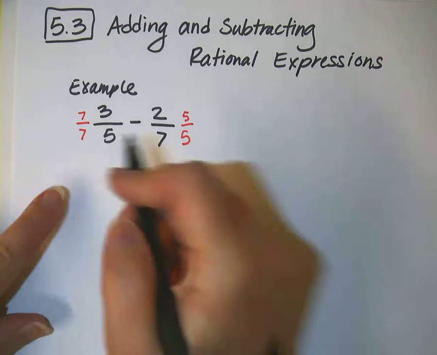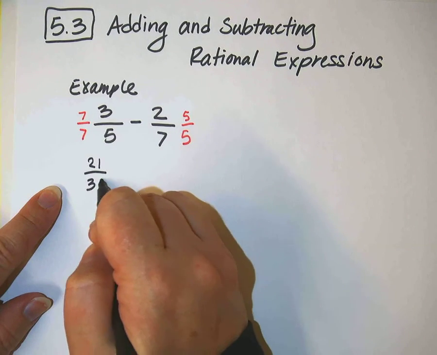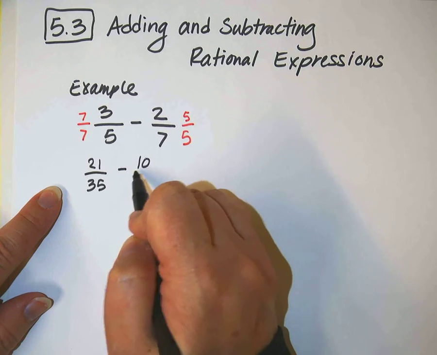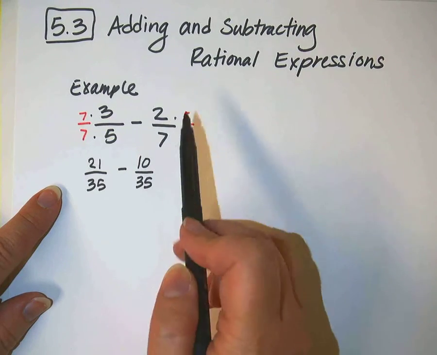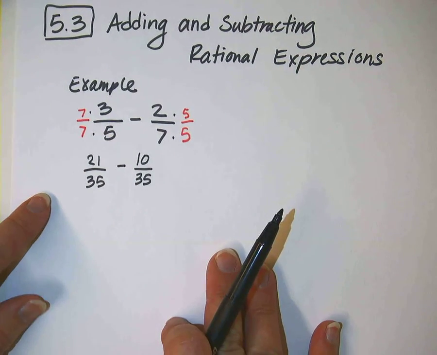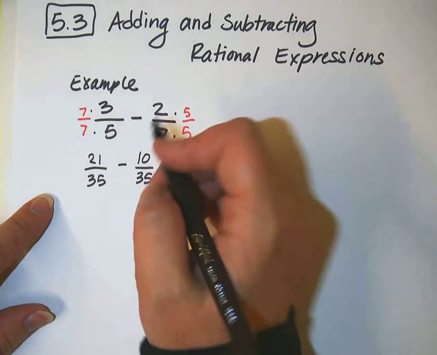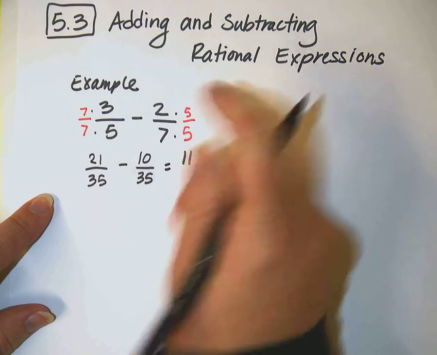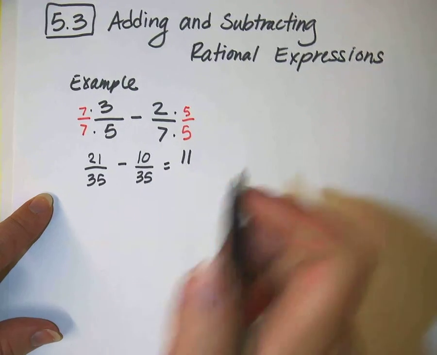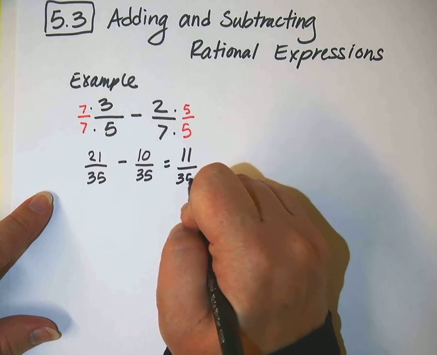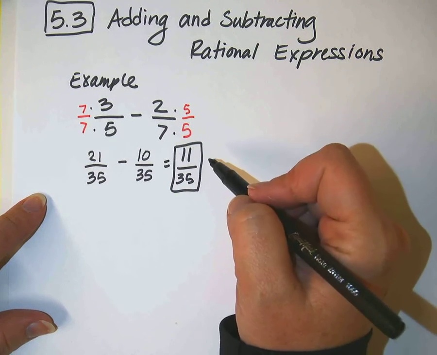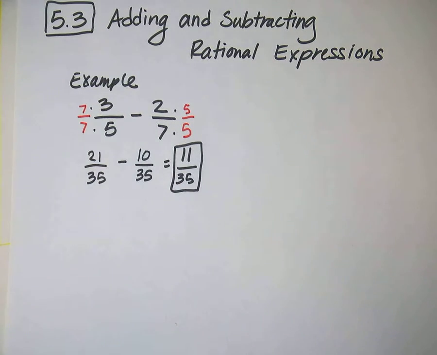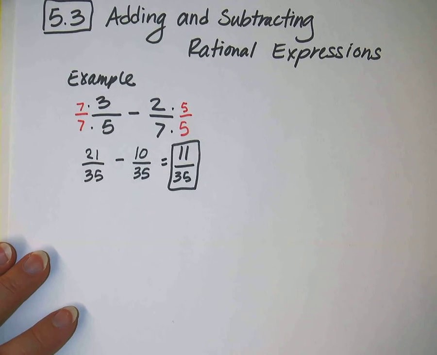So that gives us 21 over 35 minus 10 over 35, because I have to multiply those numbers. So 7 times 3 and 7 times 5, and then 2 times 5 and 7 times 5. And then I go ahead and subtract. What is 21 minus 10? Now, do I subtract the denominators too? No, I just keep that common denominator. Then, if this can simplify, I should simplify it. Are there any numbers that divide into 11 and 35? There are not. So it does not simplify, so that's our answer, and we leave it like that.